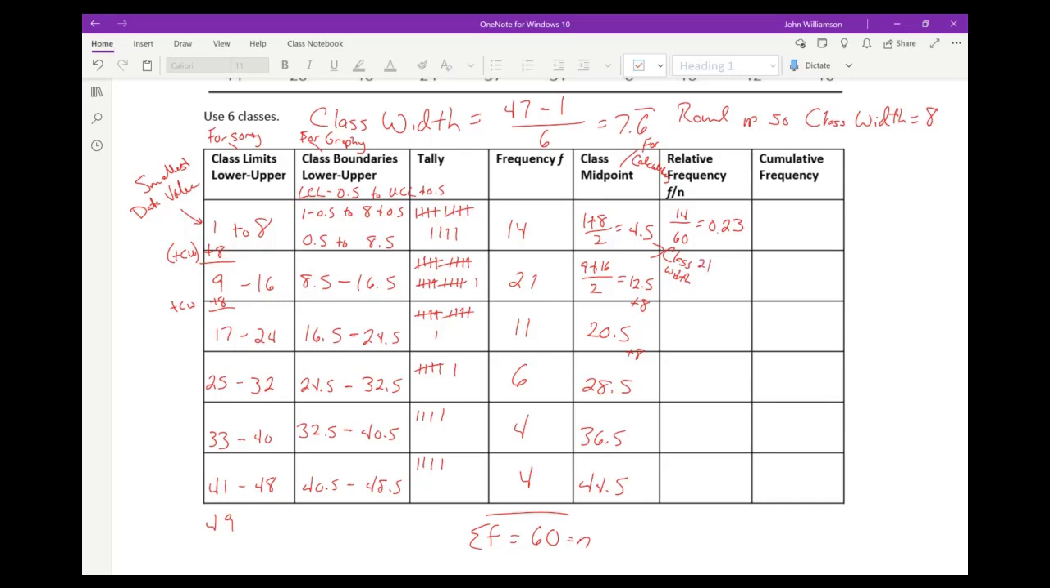8. So the next one, we had 21. So 21 out of our 60 data values lie between 9 and 16. And so we do that, and we get 0.35.